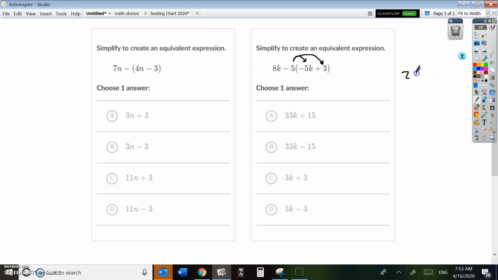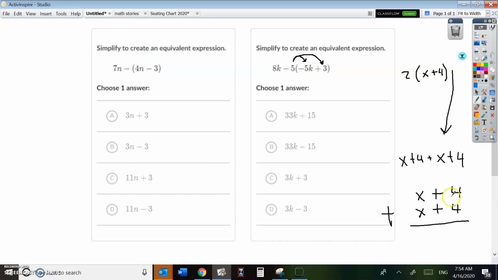If you have 2 times x plus 4, then really this is the same as x plus 4 plus x plus 4. And it makes more sense maybe to line it up like this: x plus 4 plus x plus 4. And then you would add it just like that. 4 plus 4 is 8. x plus x is 2x. Okay?